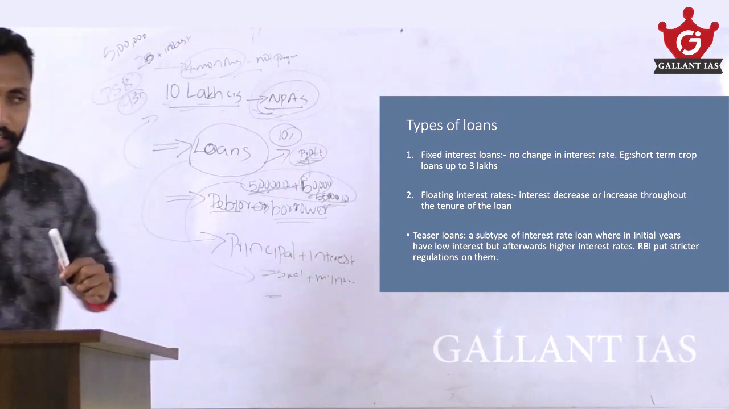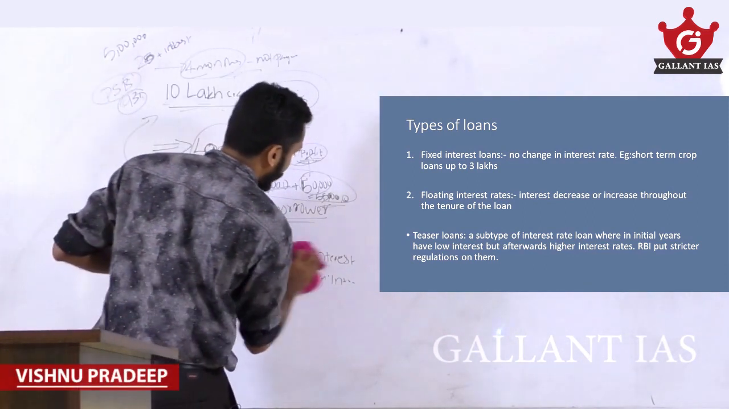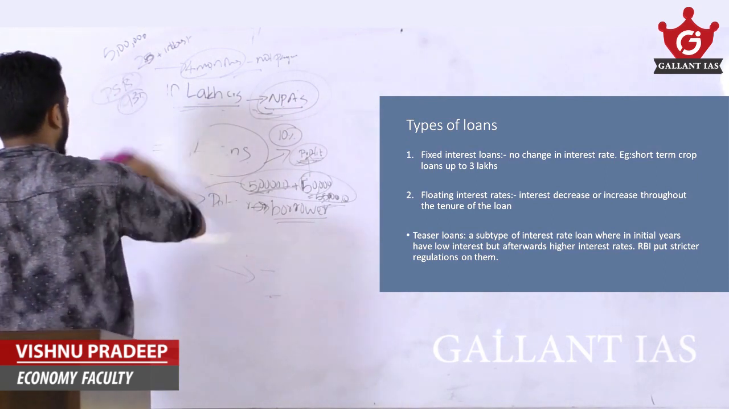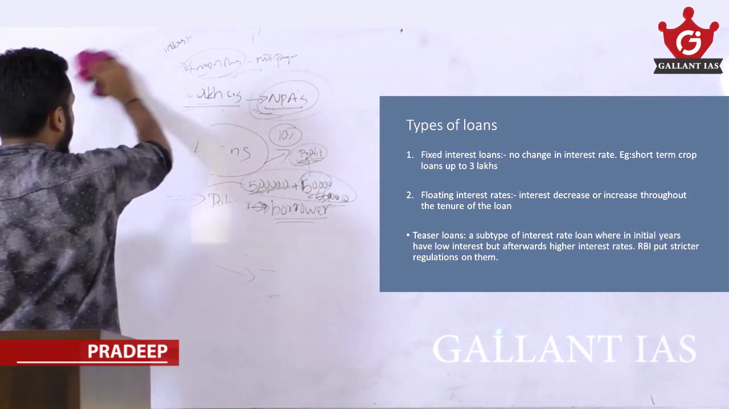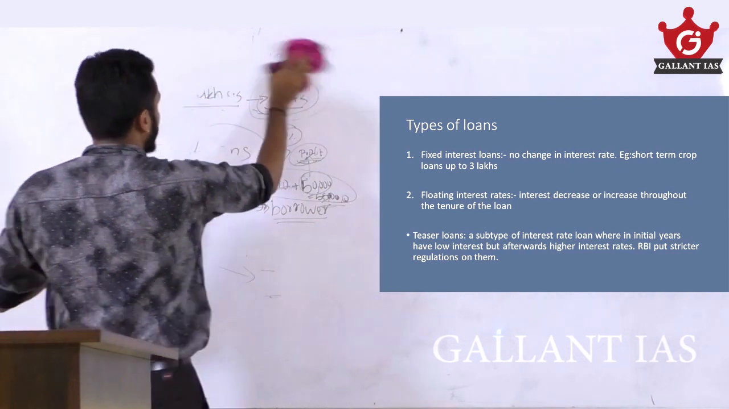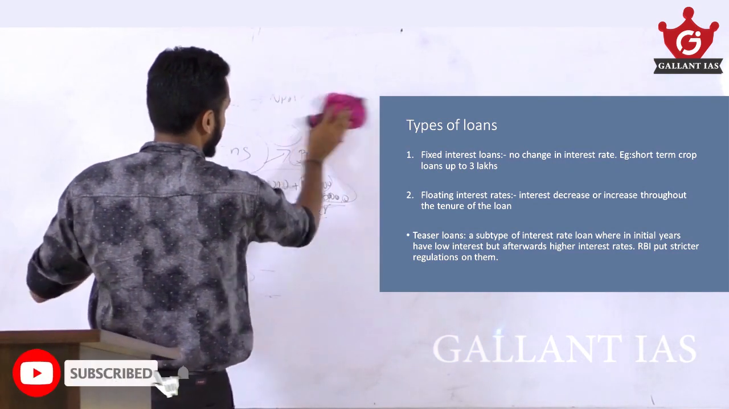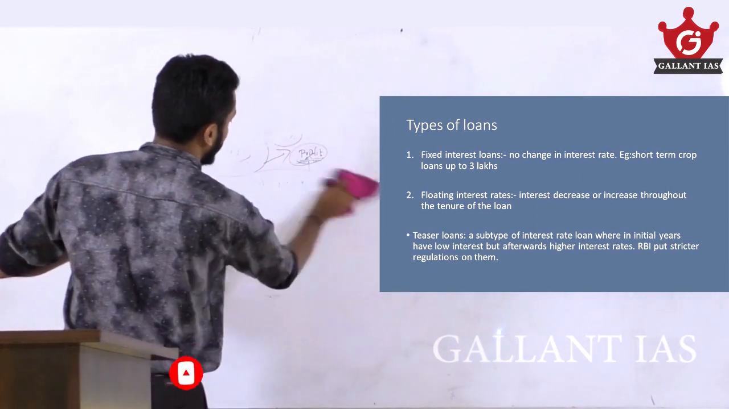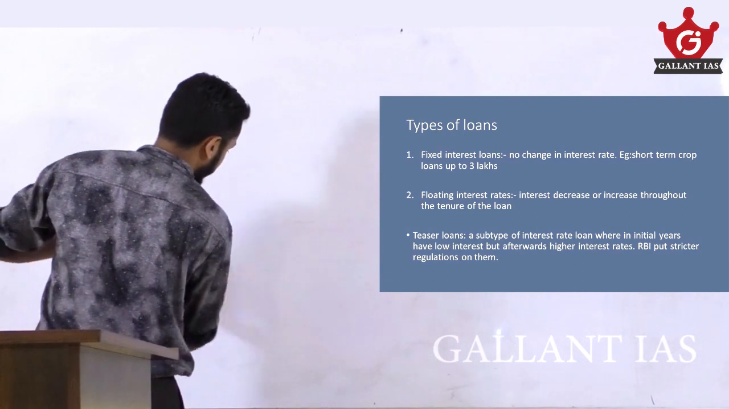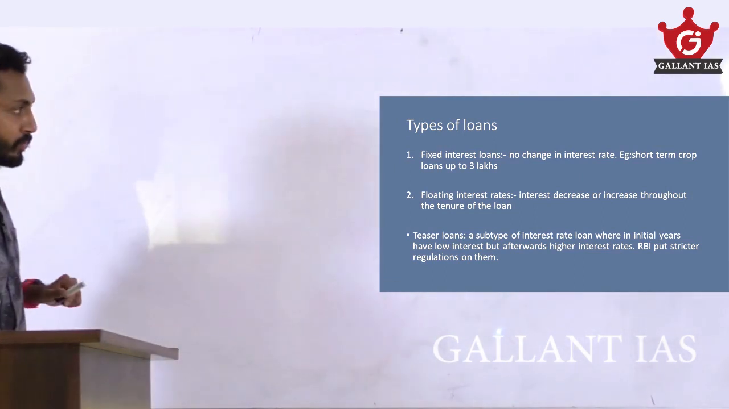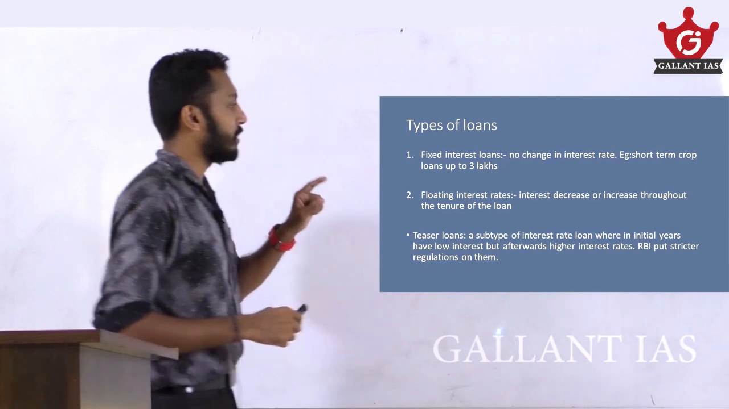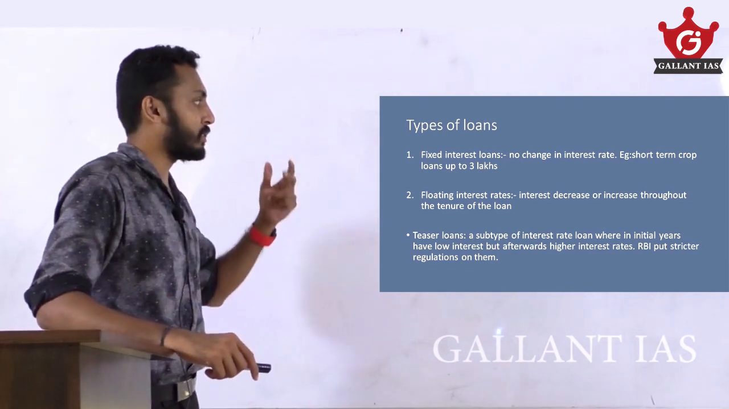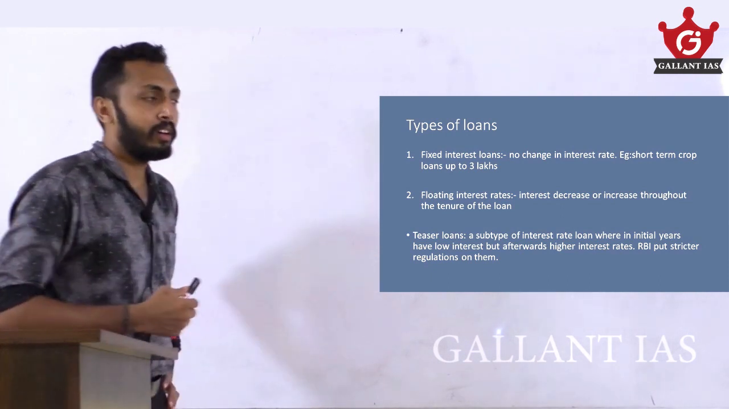First of all, there are different classifications for loans, different types of loans. Loans are classified based on the rate of interest, based on the type of interest. Based on the type of interest, loans are classified into two types: fixed interest loans and floating interest loans.